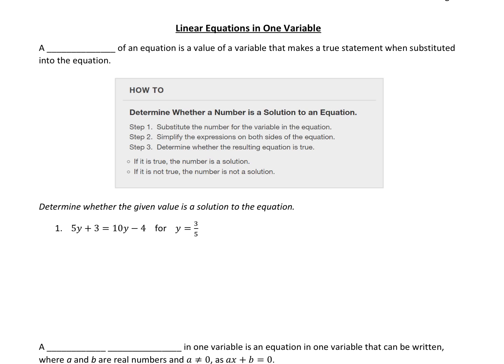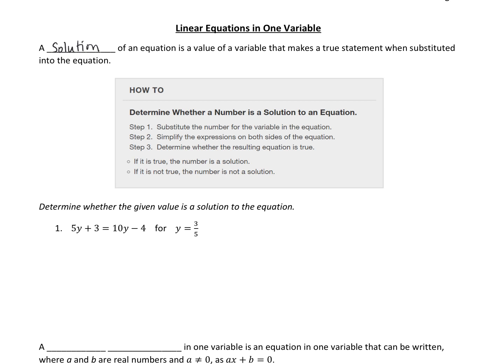In this video, we will have an introduction to linear equations in one variable. So a solution of an equation is a value of a variable that makes a true statement when substituted into the equation. So your solution or your answer, when you find an answer like x equals 2, when you substitute it back into the original equation, it should produce a true statement.